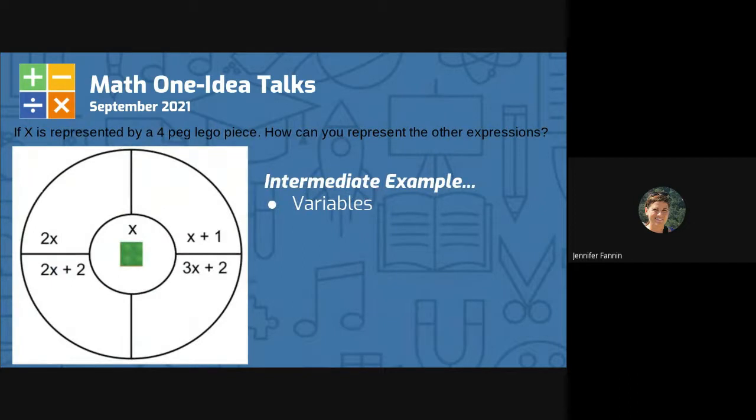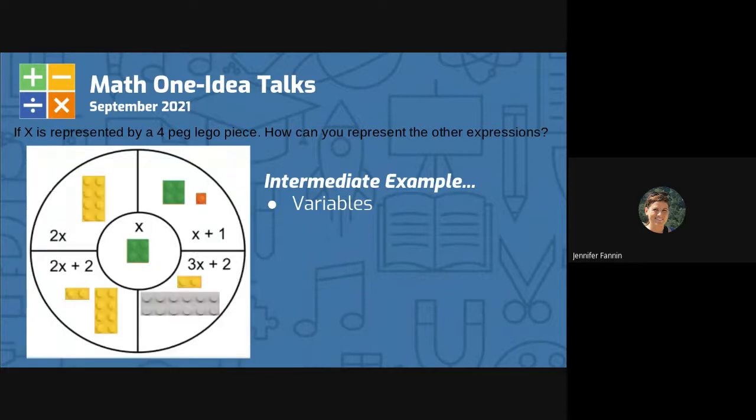And here is another intermediate example related more to algebra again and variables. So if x is a 4-peg Lego piece, how could you represent 2x, x plus 1, 2x plus 2, 3x plus 2? And these might be different ways that we would represent.